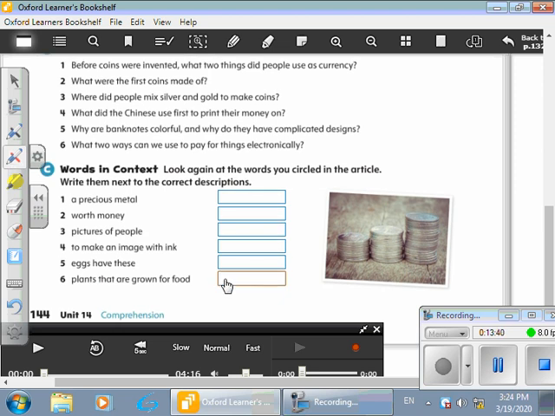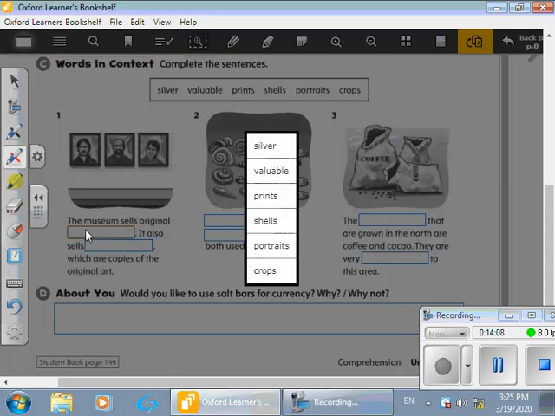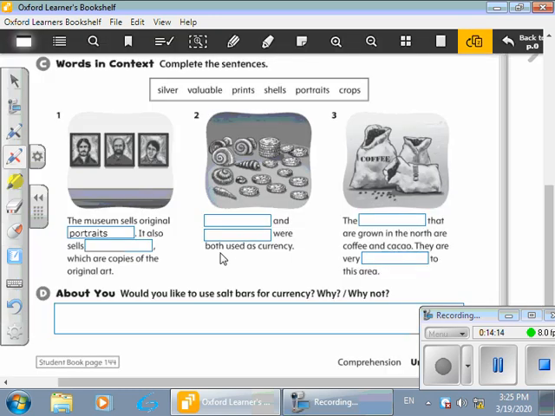Plants are grown for food. What are they? As I mentioned, rice, wheat, lentils, corn. Very good. Crops. Excellent you are. Now let's move to the pages in the workbook. Open page 133. Very good. The museum sells original portraits. It also sells prints, which are copies of the original arts.